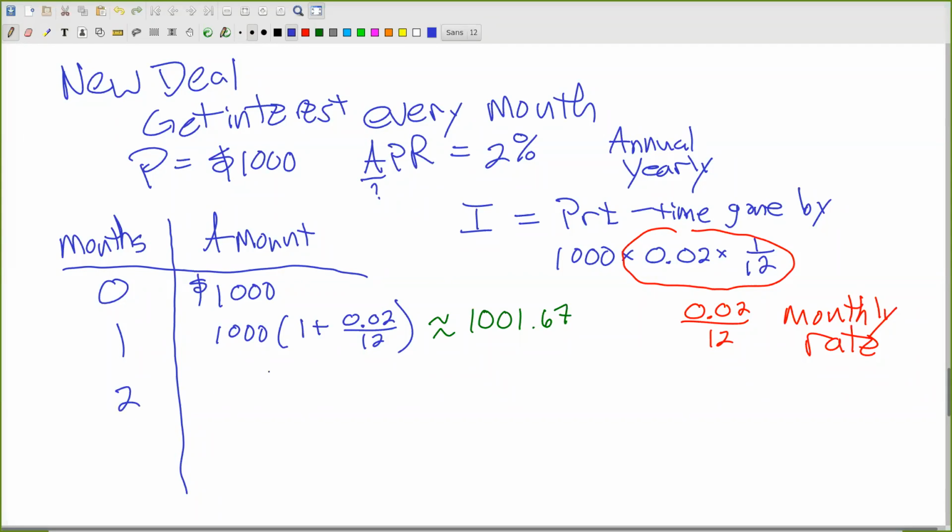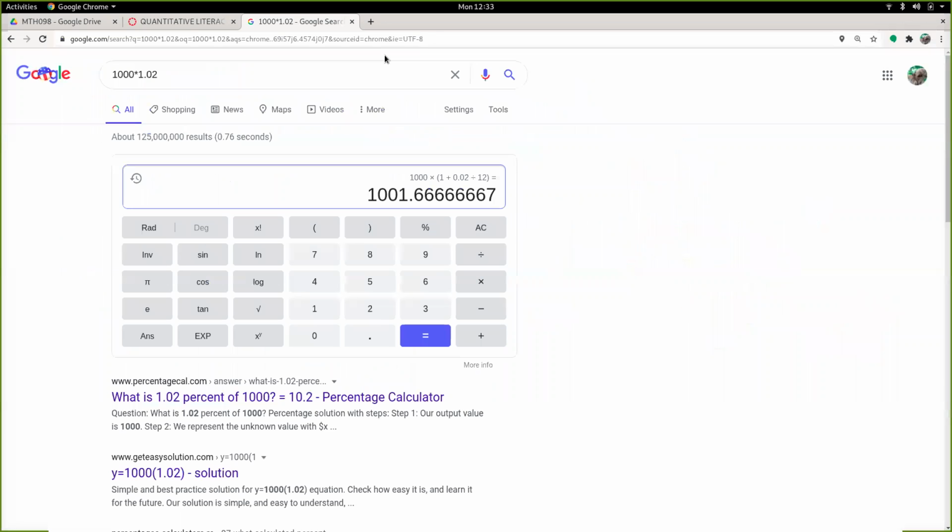So in year 2, I'm going to take that new amount. So this is an approximation, $1,001.67. I'm going to multiply by that same thing I have above. The bank's going to use this exact same calculation again. So times 1 plus 0.02 over 12. So I multiply that again, and I'm going to get my new amount. And maybe some of you are kind of getting to what's going to happen next. I'm just going to take that. It's already on the screen. I don't even have to worry about rounding it.